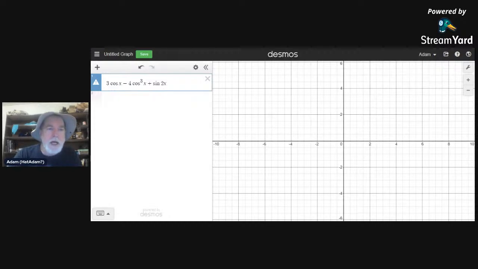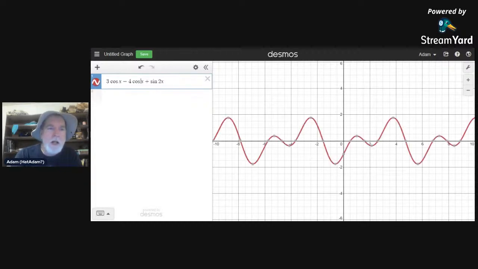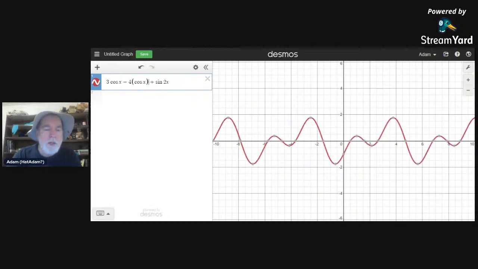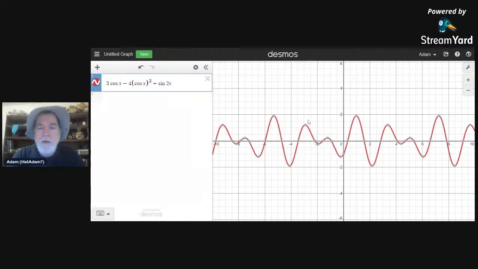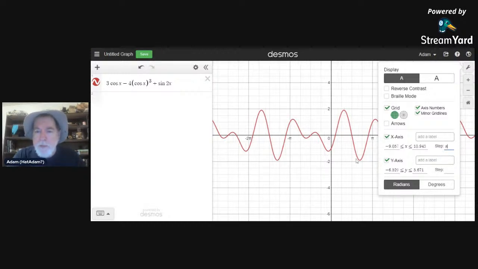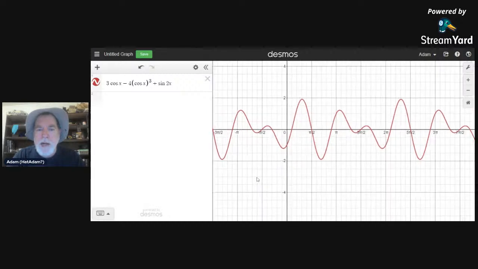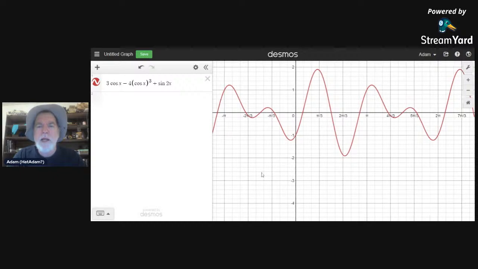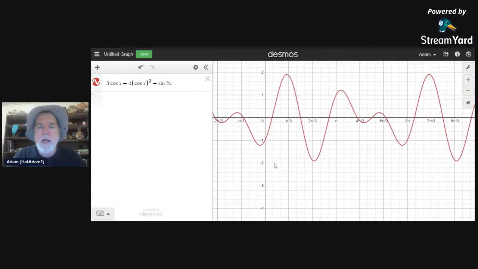3 cosine x. Let's see here. How come that's not working? Oh yeah, it doesn't like that cubed there. Okay, so there's our graph. Let's set this so that we're dealing with pi. We could change it over to degrees in a bit because we've kind of mixed up. And what did I say? Let's find it between 0 and 2 pi. So that's over here.